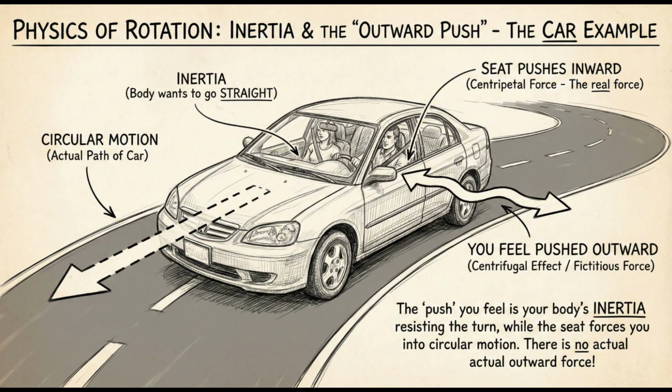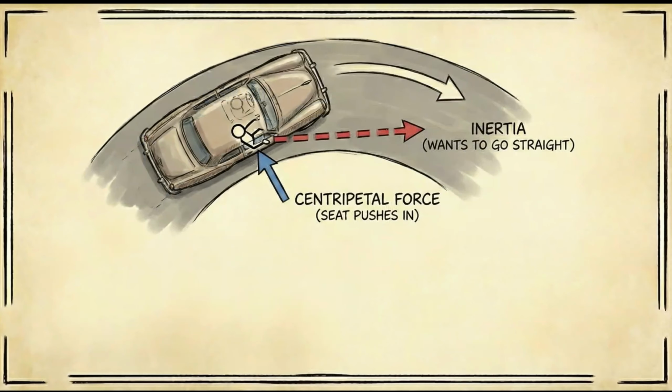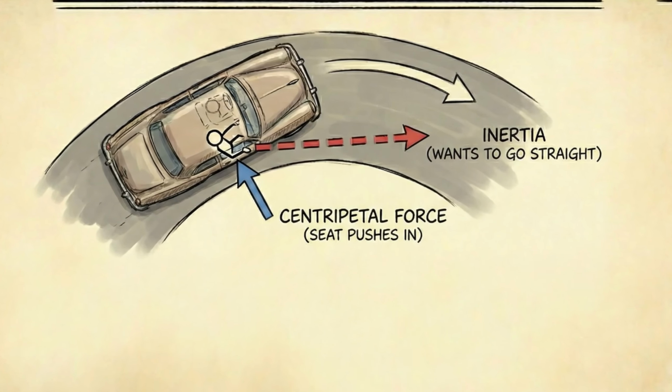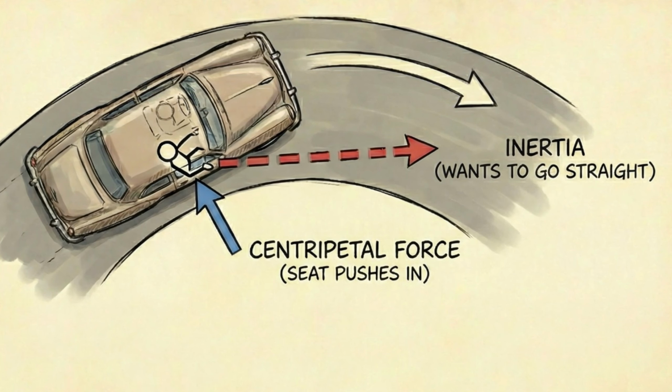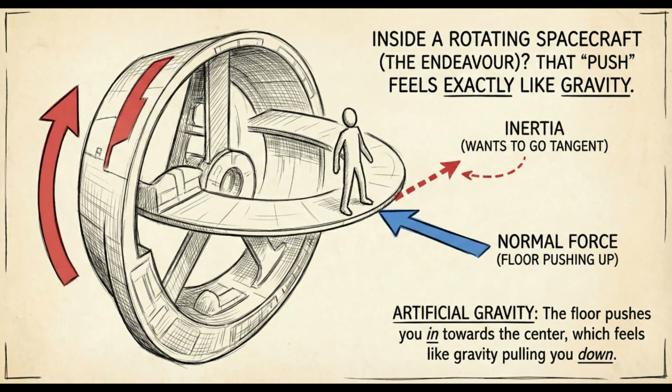When something rotates, the outside pushes outward. You experience this every time you go around a curve in the car. The seat pushes you outward. Your body wants to keep going straight, that's inertia, but the seat forces you into circular motion. Inside a rotating spacecraft, that push feels exactly like gravity. And that's not coincidence, that's physics.